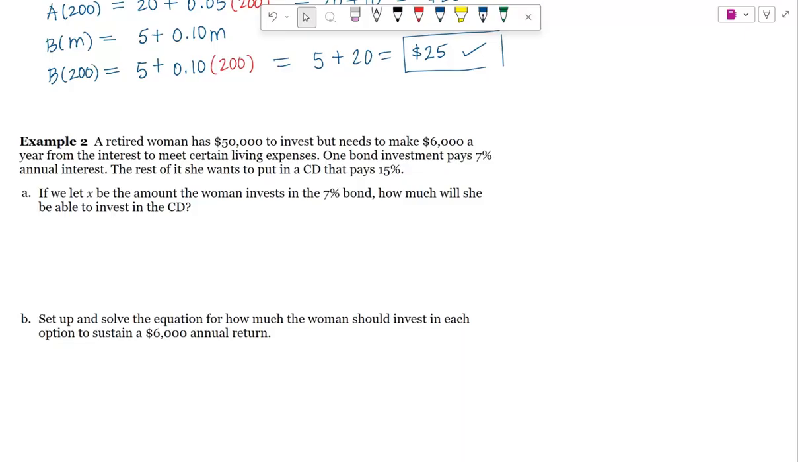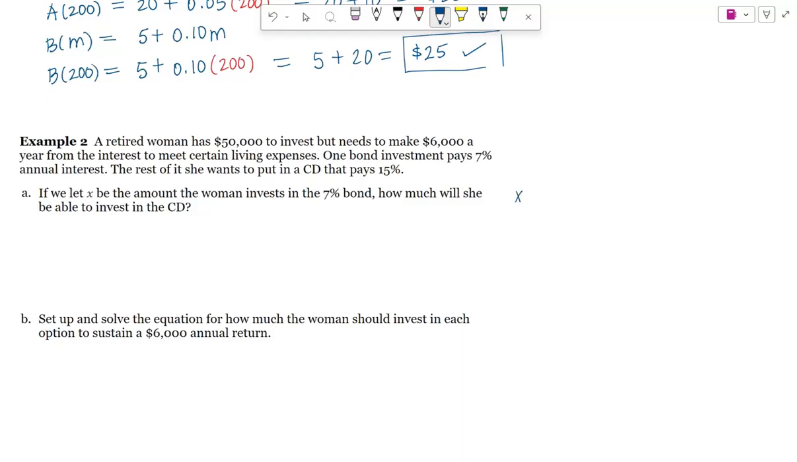So we want to know what combination we're going to take the $50,000 and put into these two accounts. For part A, it says if we let X be the amount the woman invests in the 7% bond, how much will she be able to invest in the CD? So let's start by doing some definitions over here.